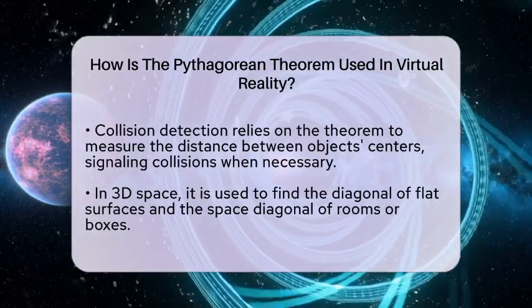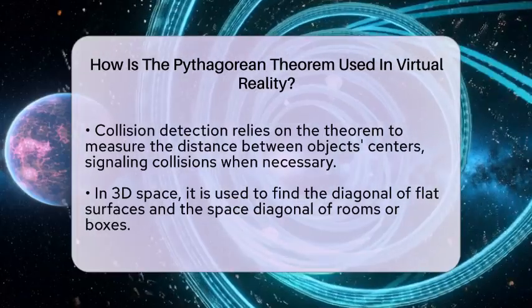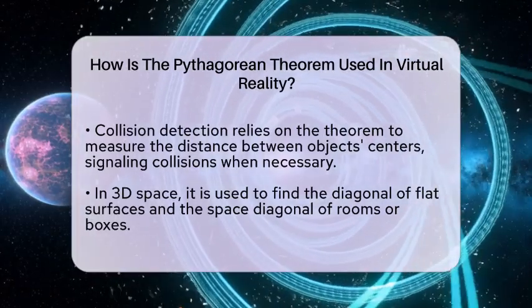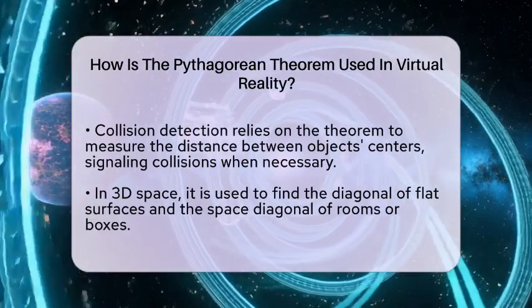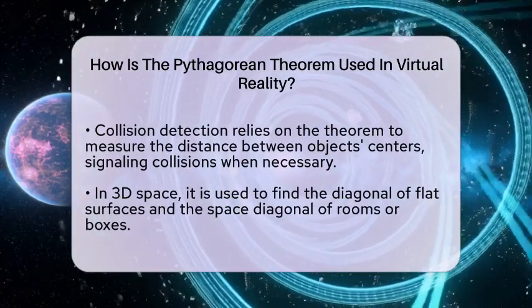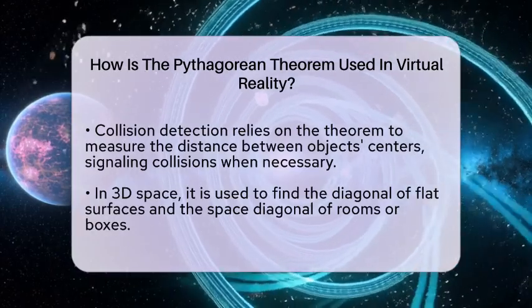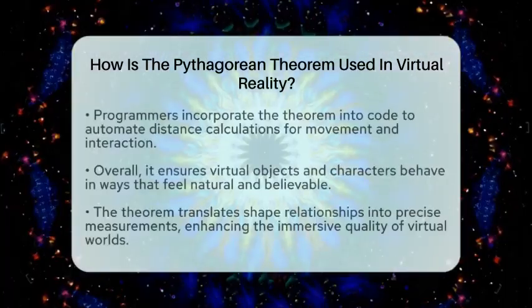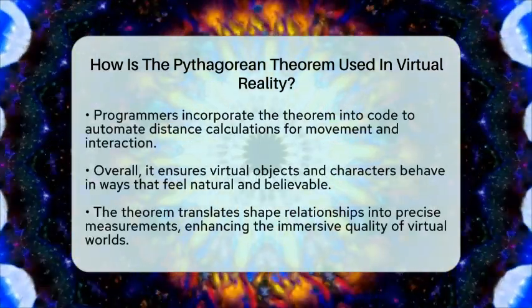In three-dimensional space, the theorem is used twice. First, it finds the diagonal of a flat surface, and then it extends to find the space diagonal of a box or room. This helps in positioning objects precisely and making sure everything aligns correctly in the virtual environment.